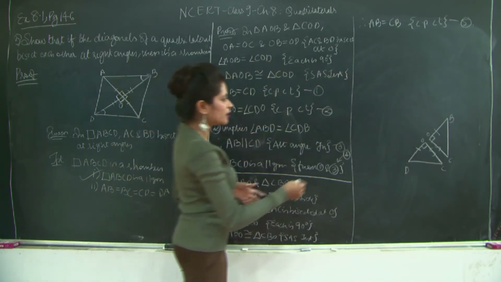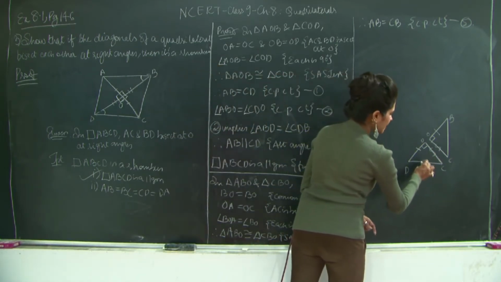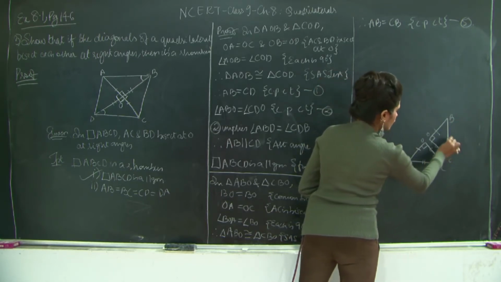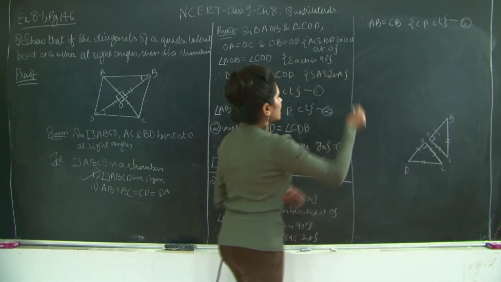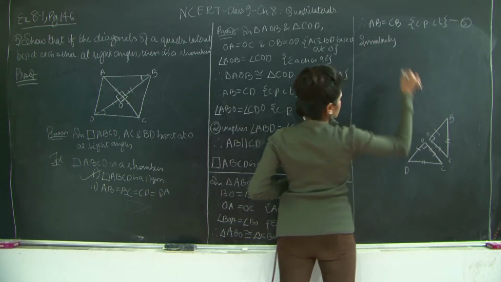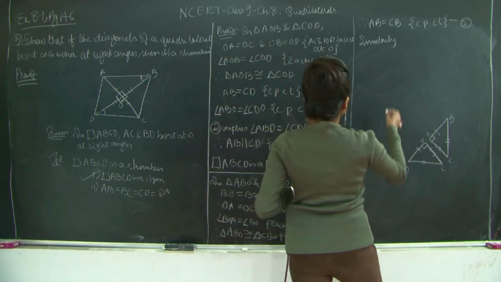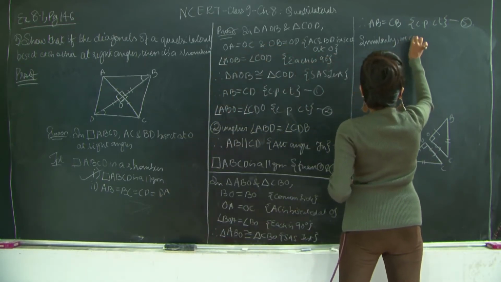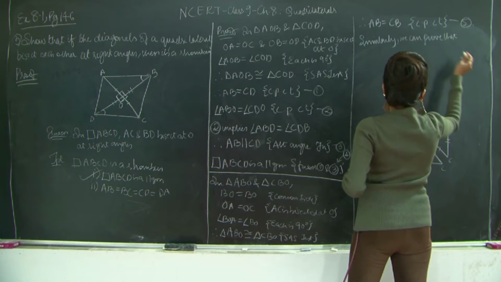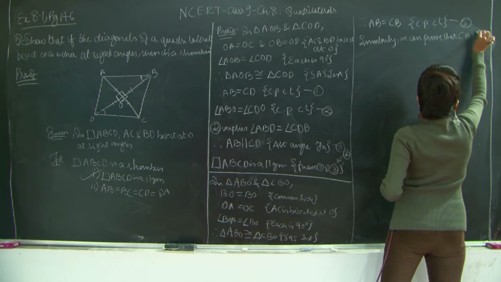So what can I say? Similarly we can prove that, and therefore once these two triangles are proved congruent, I can say that CD is equal to CB, correct, by corresponding pair of congruent triangles. So let's just write similarly we can prove that CB is equal to CD.